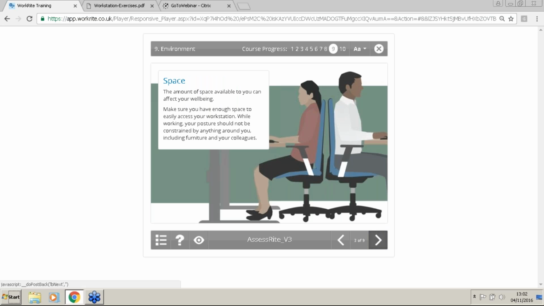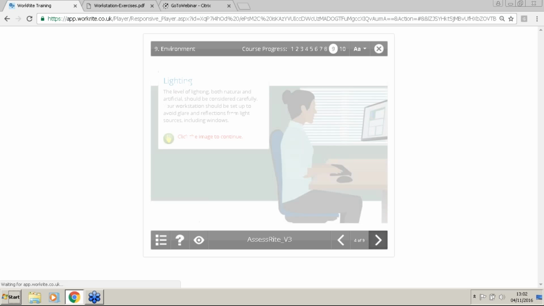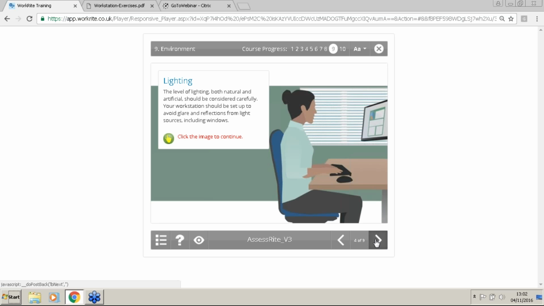Space, so the amount of space available. Make sure you have enough space to easily access your workstation, and your posture shouldn't be constrained by anything around you, like furniture or your colleagues. The level of lighting, both natural and artificial, should be considered carefully.